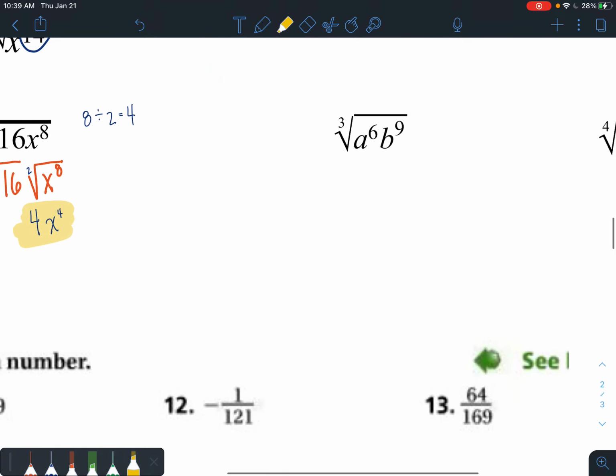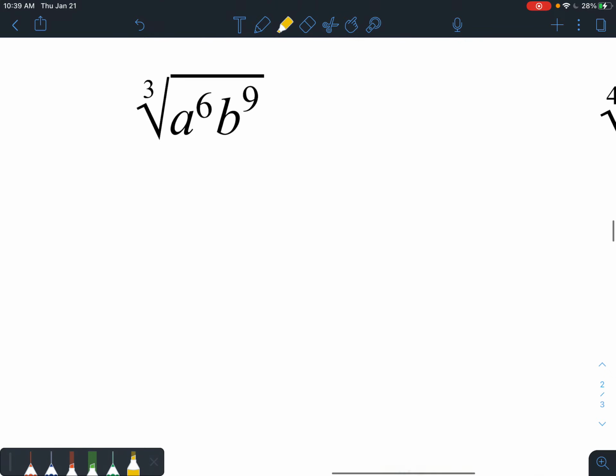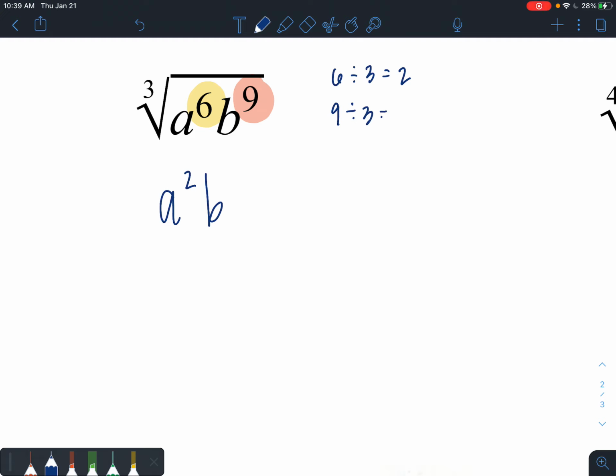All right, this next one here, I'm going to take each of these. So for my a, I'm going to take this 6 and divide it by the 3. And so I get a to the 2nd, because 6 divided by 3 is 2. Then I take that 9 and divide it by 3 and get 3. So I get b to the 3rd. So that right there is my final answer.